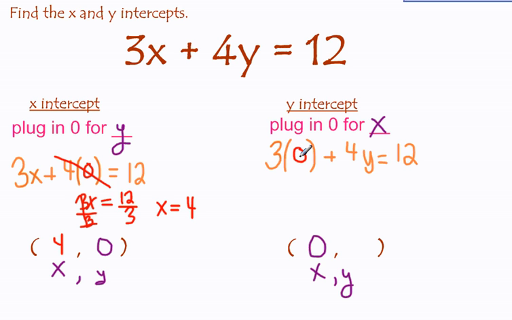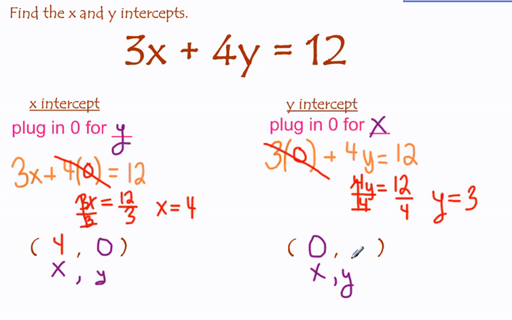And what is 3 times 0? 0. I could write 0 plus 4y, but I won't. I'm pretty lazy. 4y equals 12. And to solve this equation, I need to divide both sides by 4. That's going to give me a coefficient here of 1y. Instead of writing 1y, I'll just write y. And 12 divided by 4 is 3. So I just figured out that y equals 3.